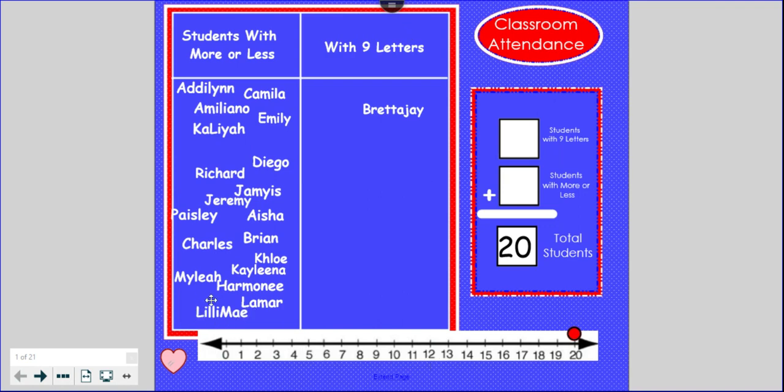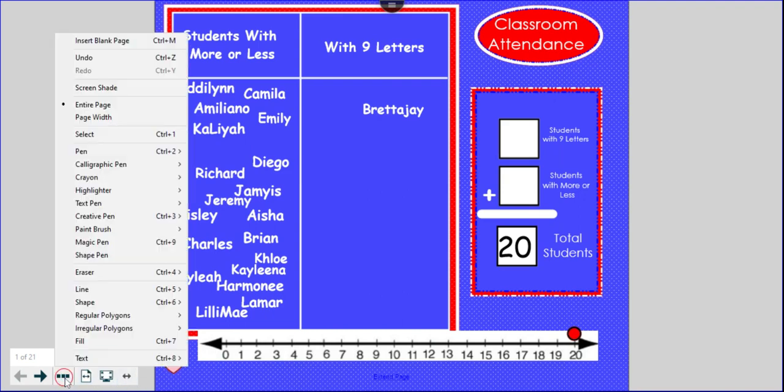Let's see. Anybody else? Harmony's name looks kind of long. Let's count and see. 1, 2, 3, 4, 5, 6, 7, 8. Oh, my estimation was not correct, but it was close. There was 8 letters, not 9. So it looks like Bretta J is the only one in our class that has 9 letters in her name.